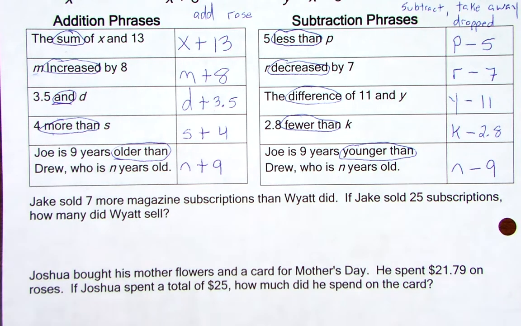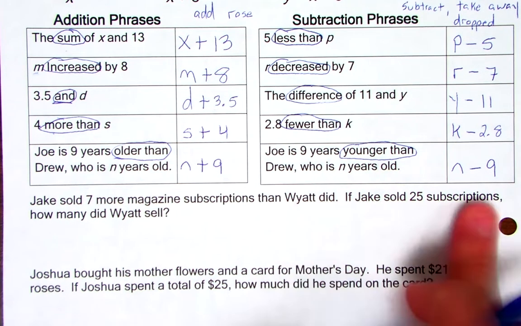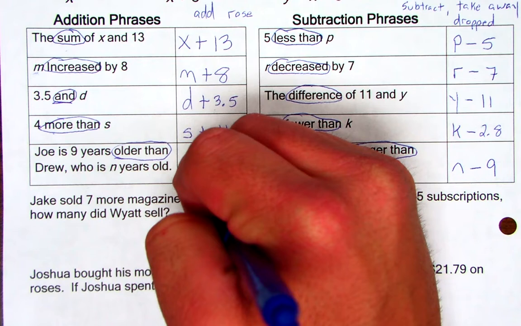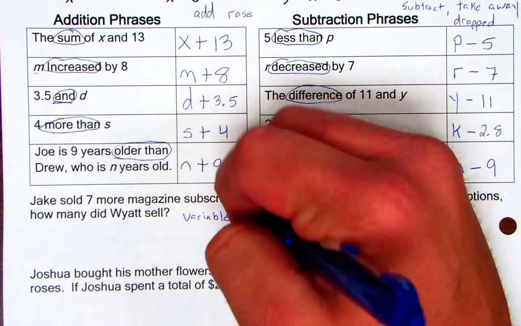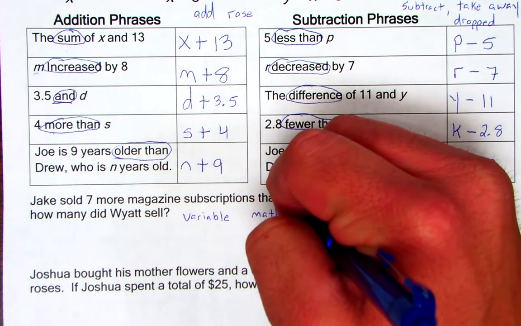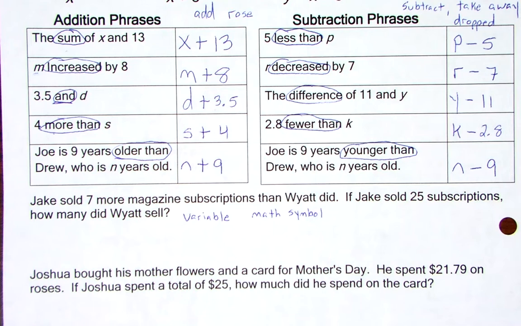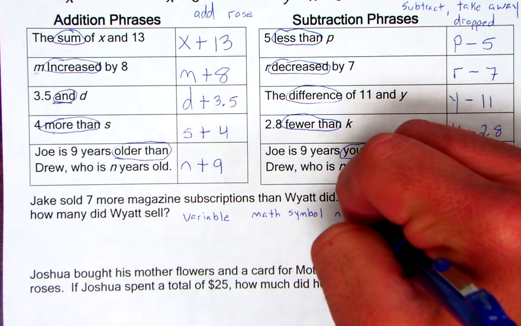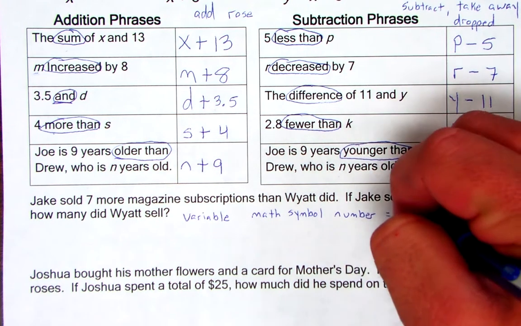So first I need my variable. So let's start by writing down my ingredients. So I need a variable. I need a math symbol. Remember, add, subtract, multiply, or divide. It's one of those that shows change. Then you need a number equal to a total.